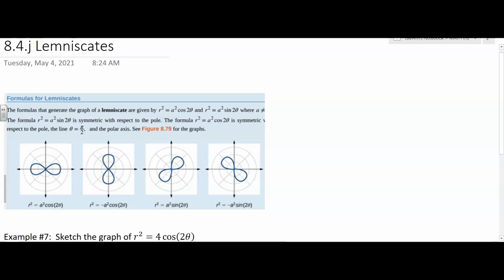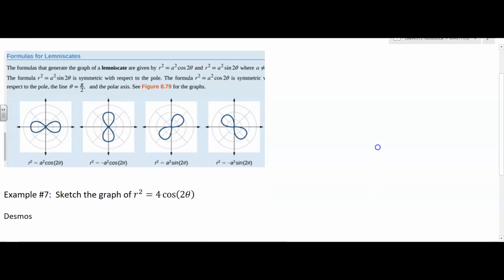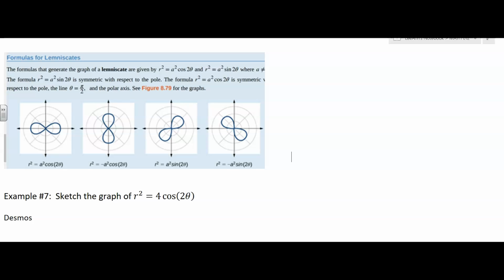So now we're going to talk about lemniscates, and that's the pronunciation according to Webster's Dictionary, Merriam-Webster. I always say lemniscates, and you'll hear that in other videos too, but not just me. Okay, so let's look at the forms here.